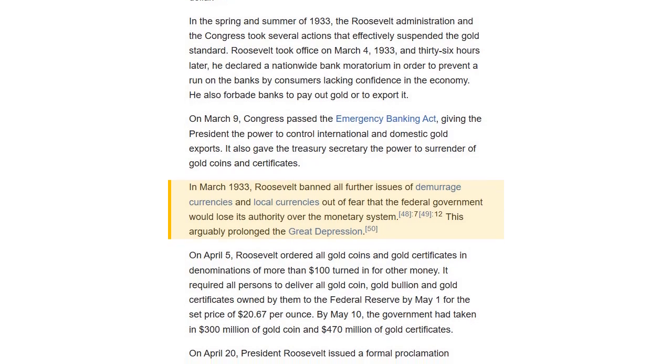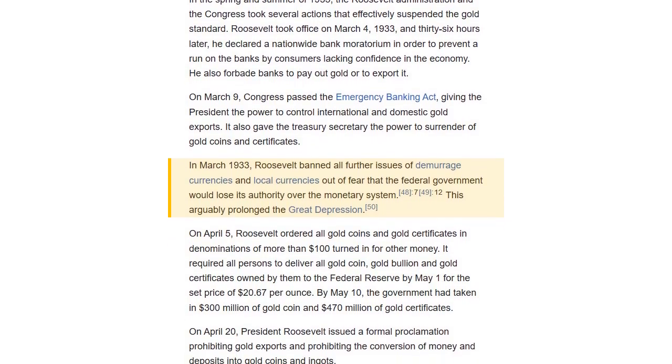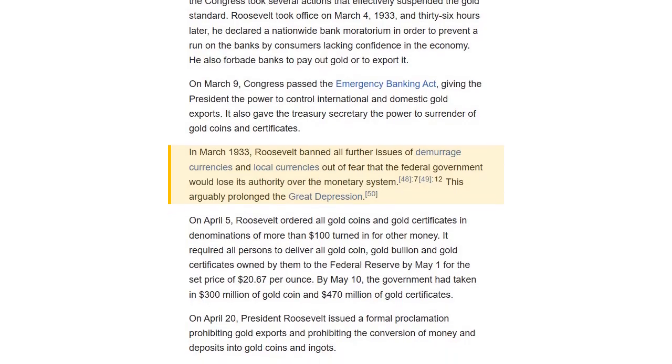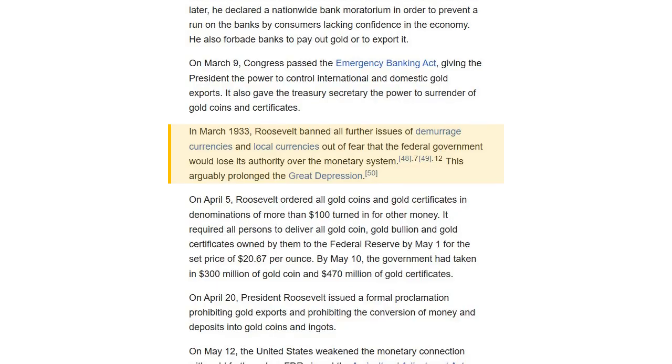In March 1933, Roosevelt banned all further issues of demurrage currencies and local currencies out of fear that the federal government would lose its authority over the monetary system. This arguably prolonged the Great Depression.